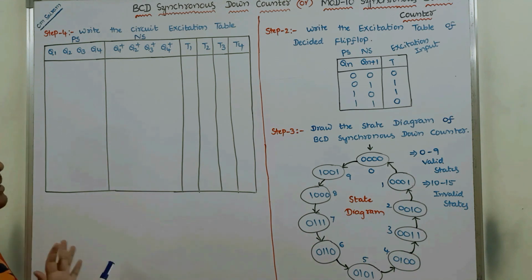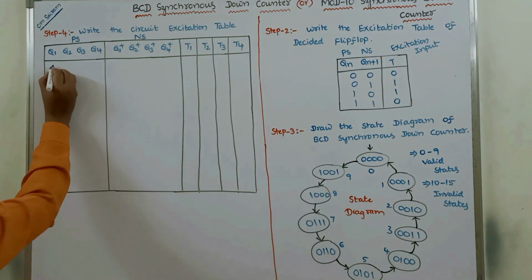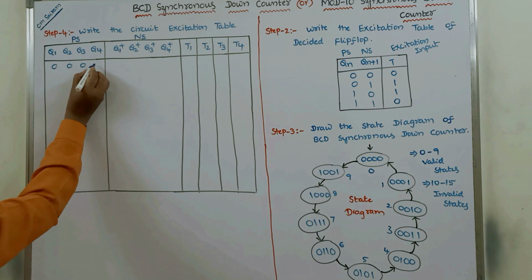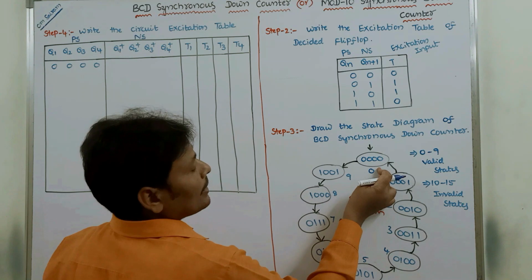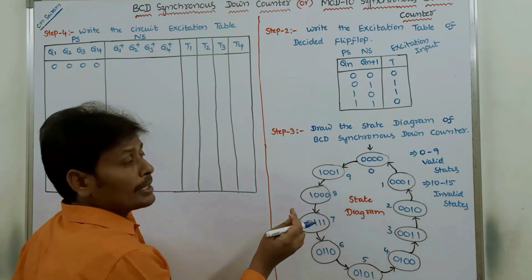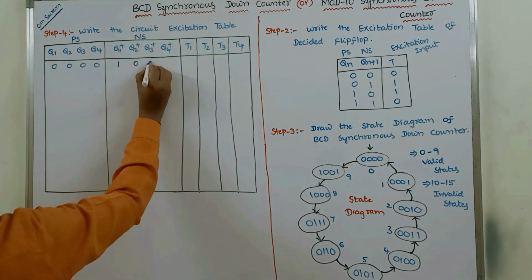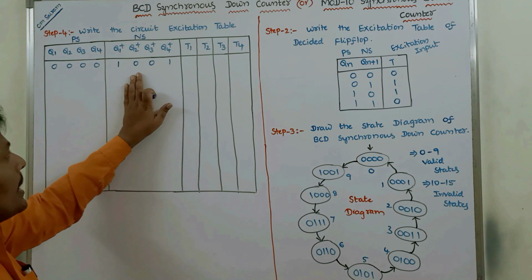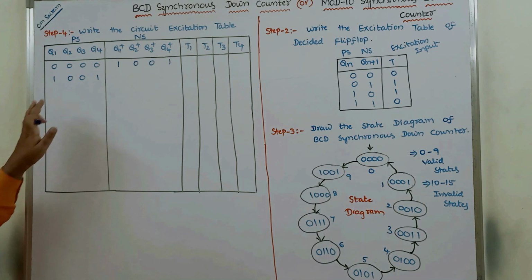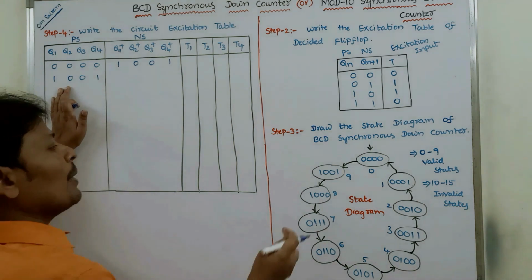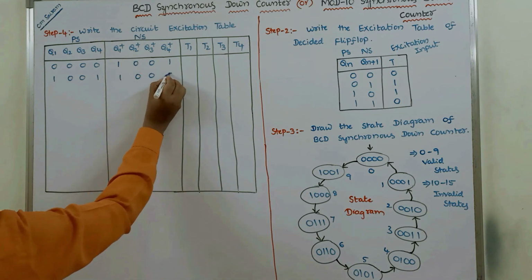Now, first, starting with the present state being 4 zeros, 0, 0, 0, 0. This is the present state. What is the next state for the 0, 0, 0, 0 present state? The next state is 1, 0, 0, 1. Now, this can be taken as present state. When the present state is 1, 0, 0, 1, what is the next state? The next state is 1, 0, 0, 0.